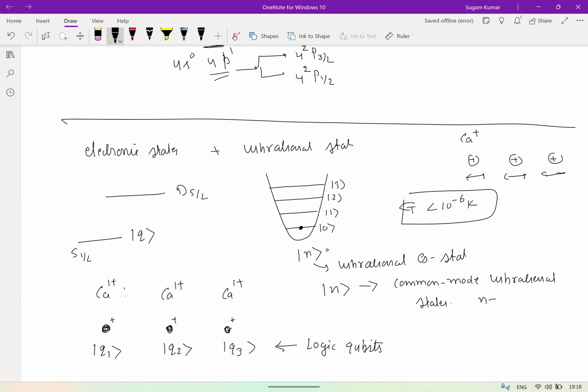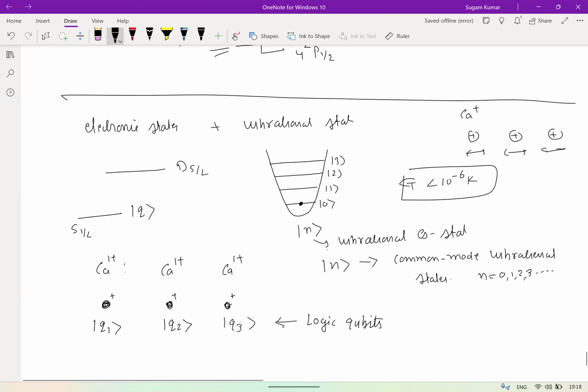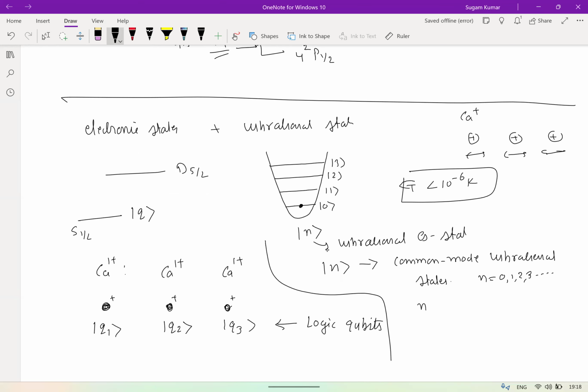And the value of this n can be 0, 1, 2, 3, and so on. So, for example, if I say that n equals 0, it means all these oscillators are in the ground state, so no phonons. These vibrations correspond to energy, and those quantized energies are called phonons. So n equals 0 means no phonons. But when n is equal to 1, then I will call it one phonon. When n equals 2, then I will call it two phonons.